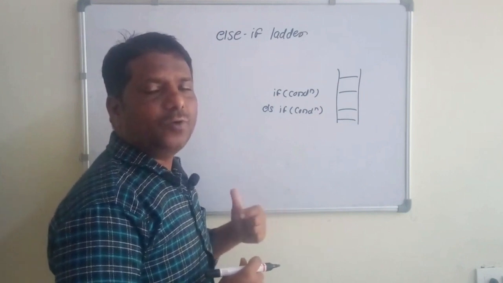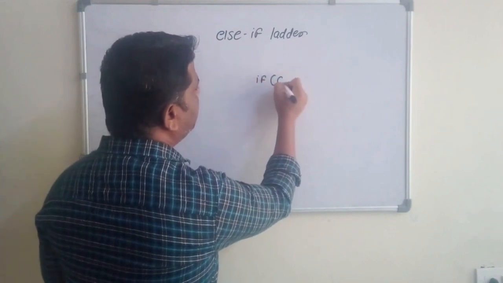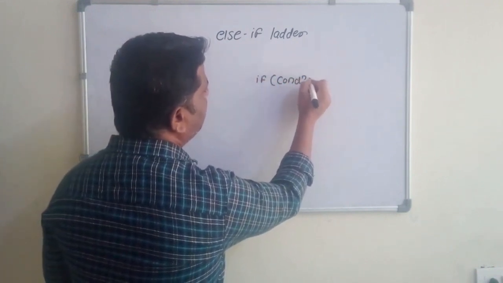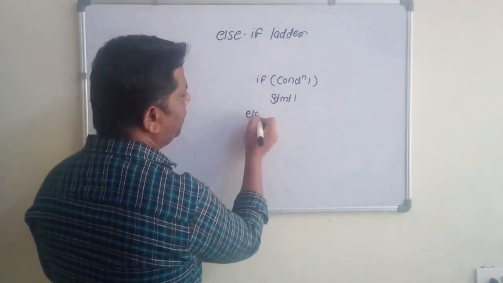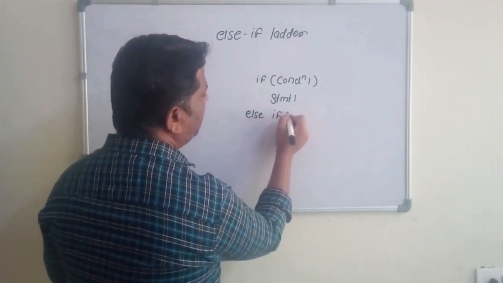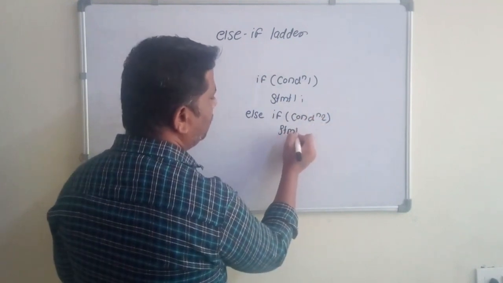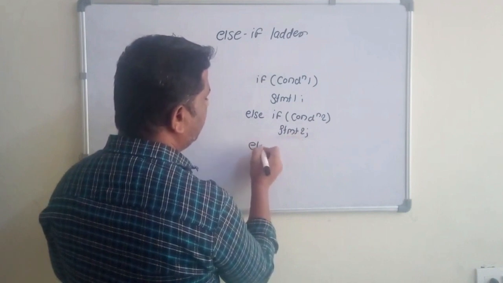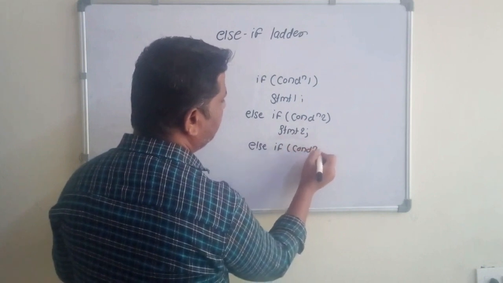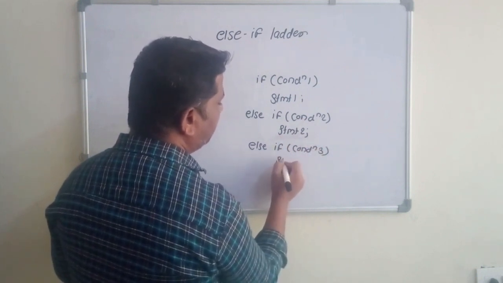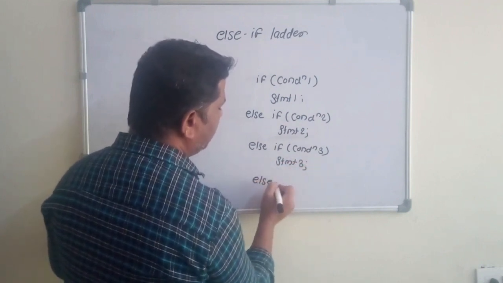Let's see how to write the general syntax of the else-if ladder. First, we use an if statement, in which we check a condition, let's suppose condition 1. Here we use statement 1. Then we use an else statement, and then again an if statement. Here we check condition 2, and here statement 2. Again else, space, if. Here we check condition 3. If condition 3 is true, then statement 3 is executed. And at the end, by default, an else statement.